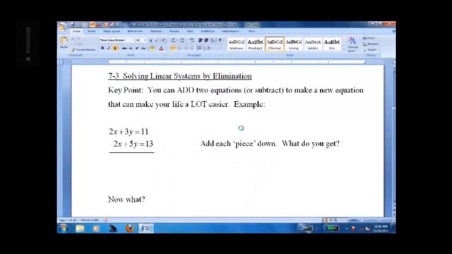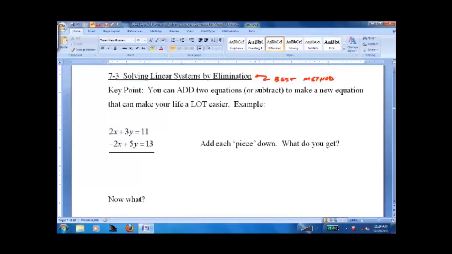Lesson 7.3, Solving Linear Systems by Elimination. This is the best method. If you can do elimination, do it. When you are getting these kind of questions on an ACT or in a future math class, elimination is the one that you'll remember. You'll remember that it's the easiest one. So definitely want to do these and make sure you get them down.